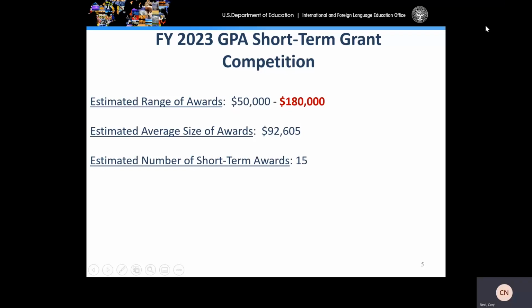So for the fiscal year 2023, for our short-term competition, our estimated range of awards is from $50,000 to $180,000, with the average size award being approximately $92,605, and we estimate to make approximately 15 short-term awards. But please note that the department is not bound by any estimate in this notice.